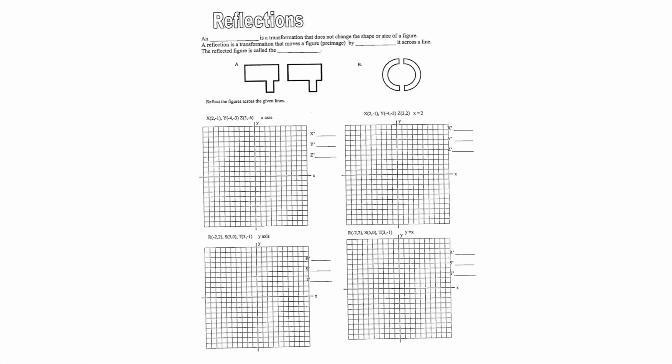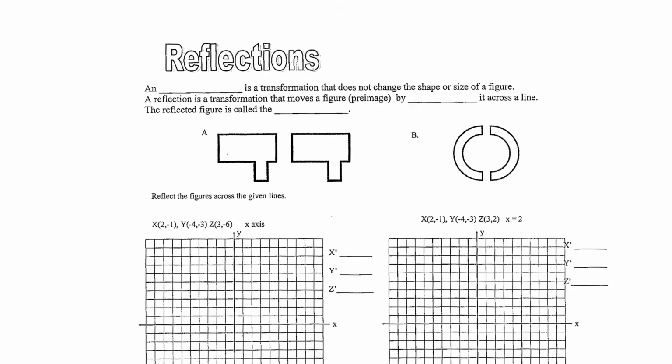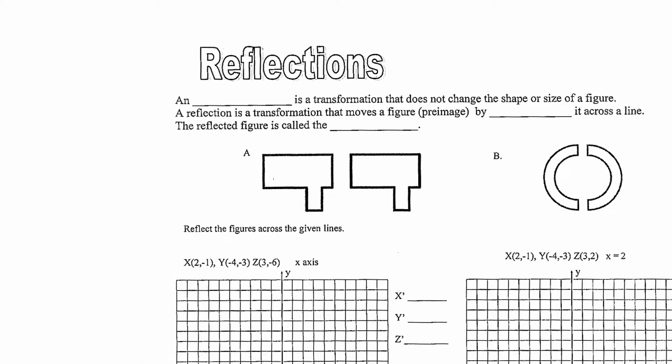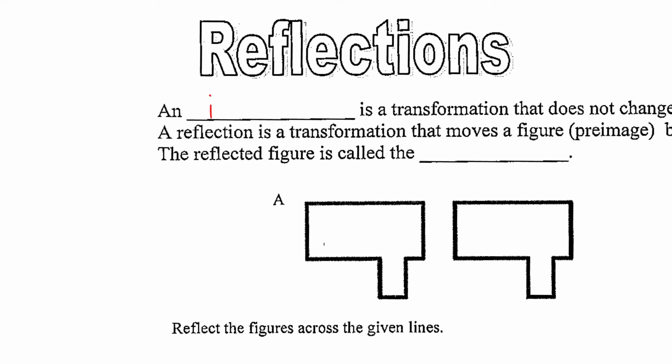All right, so today we're going to talk about reflections. So on reflections, this word is isometry. Isometry: I-S-O-M-E-T-R-Y.